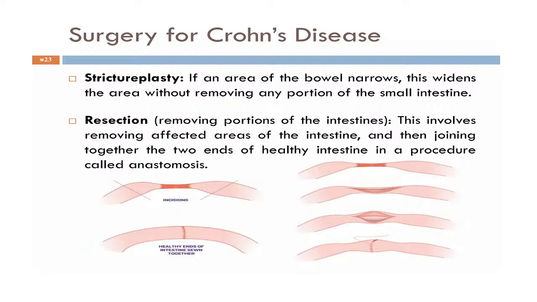Then for Crohn's disease, as we all know, strictures are very common. So stricturoplasty. What do we do in stricturoplasty? If an area of bowel narrows, this widens the area without removing the portion of the intestine. That is, you make an incision, open the stricture, and then take the part of the bowel and reseal it. This will be dealt with more in your surgical classes. Then resection, you remove the part of the stricture and then seal the bowel.